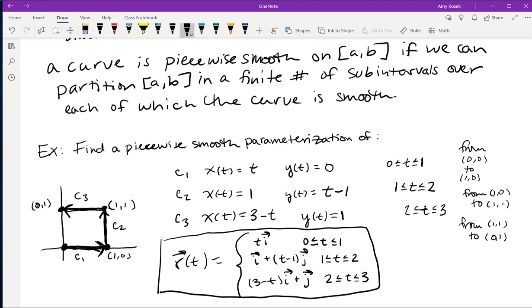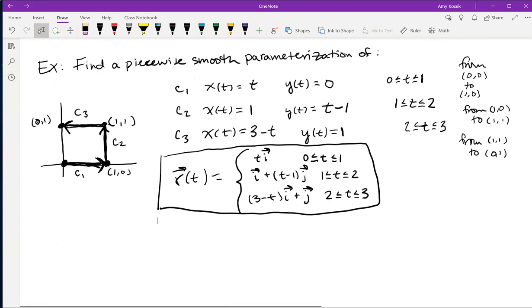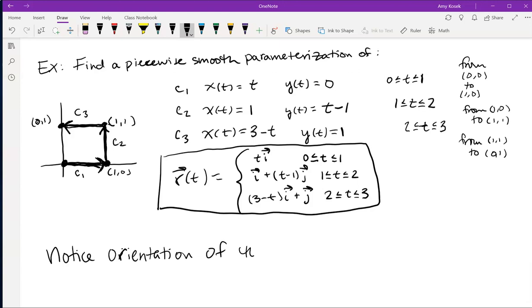But one thing that I want to note with this is that one of the things we had to be really careful of was that orientation. So notice that orientation of the curve is important. Right, like on curve 2, it was important that I went from (1, 0) up to (1, 1). I couldn't just represent that line segment any way that I wanted.